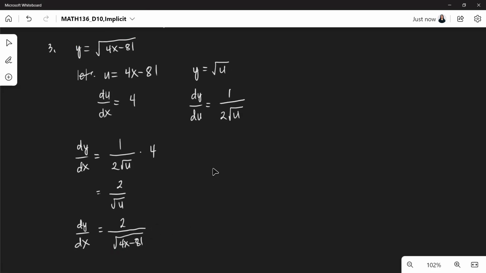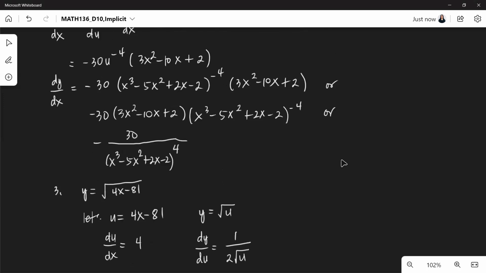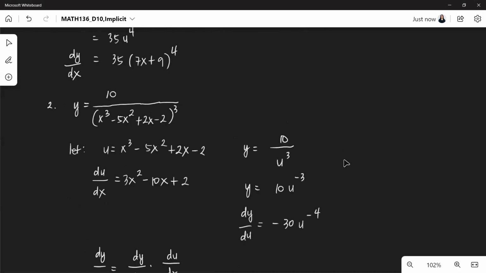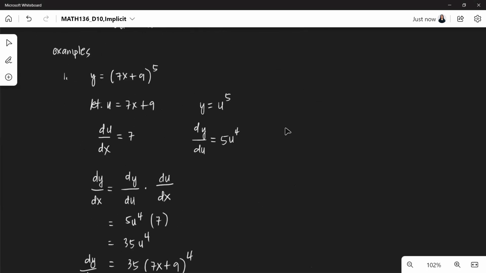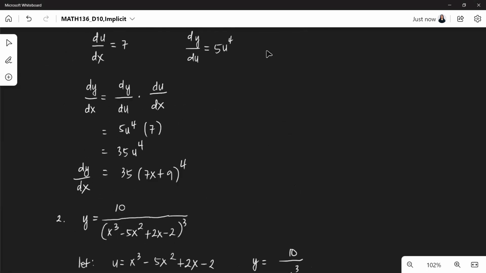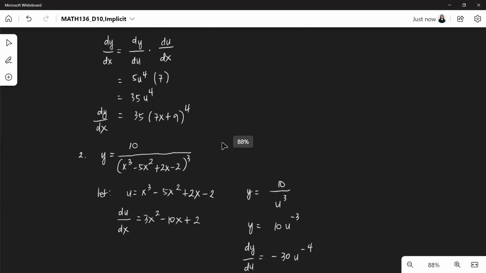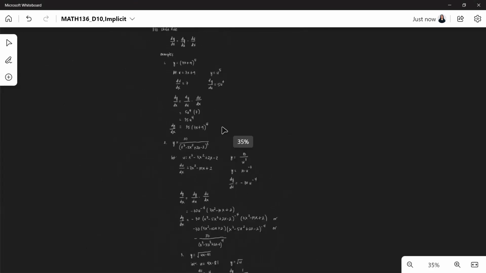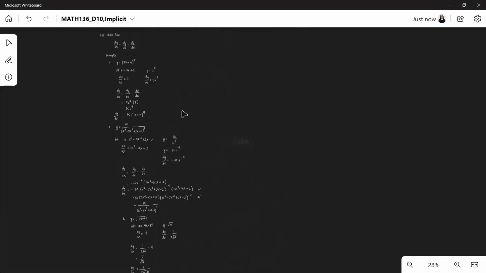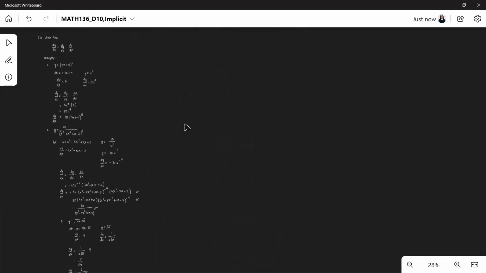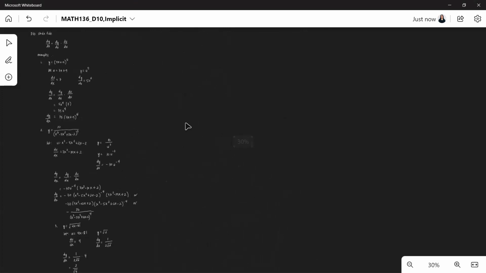So basically, we were doing the chain rule in the previous formulas. We were just explaining the concept behind those differentiation formulas, using a new variable, introducing a new variable. Next video would be about a method of differentiation called implicit differentiation.